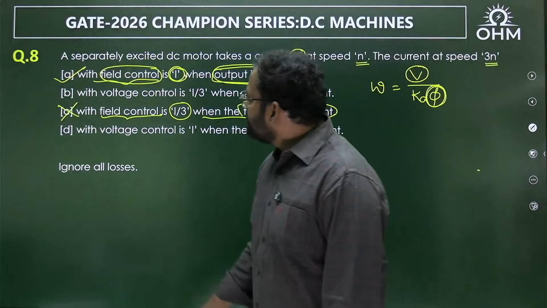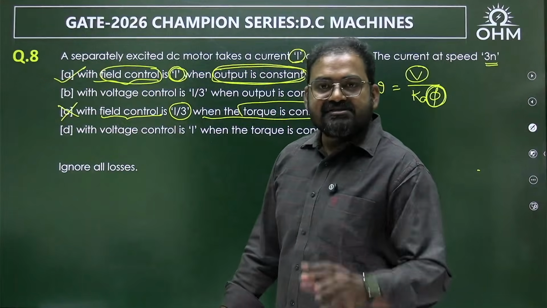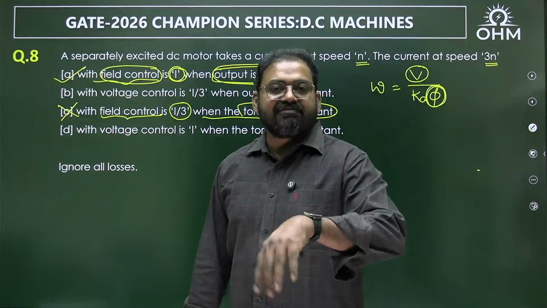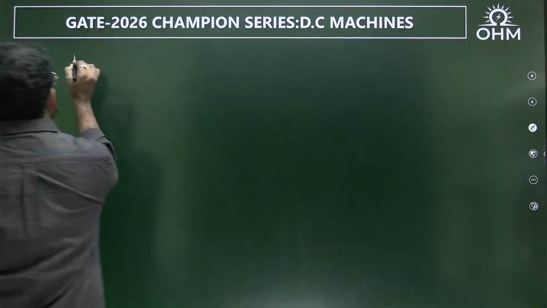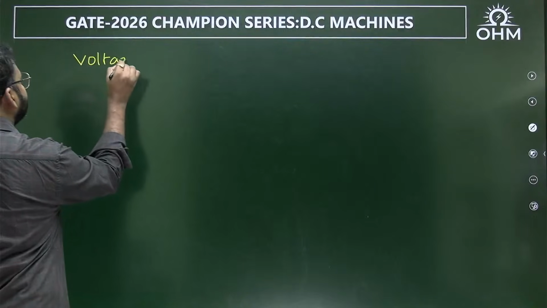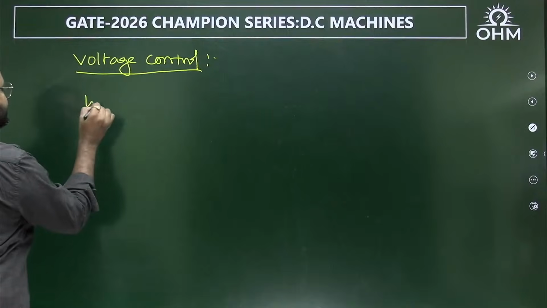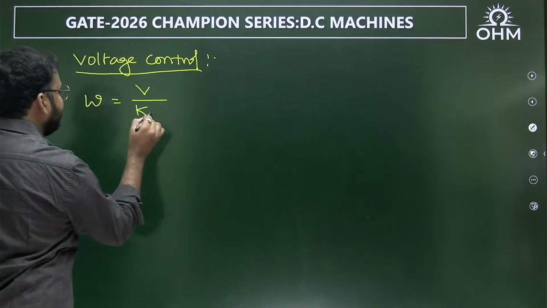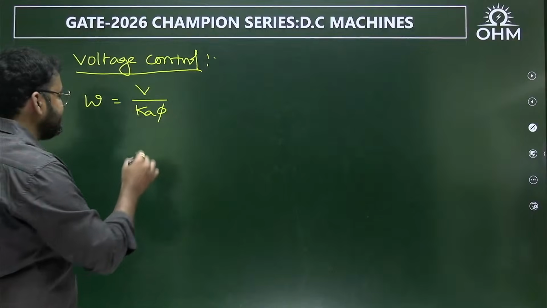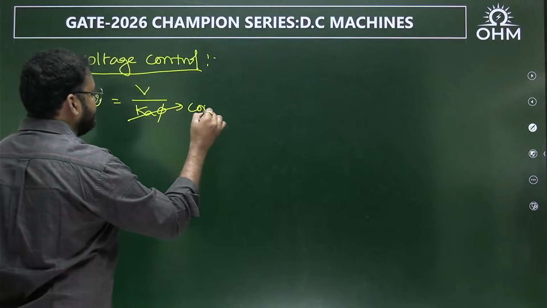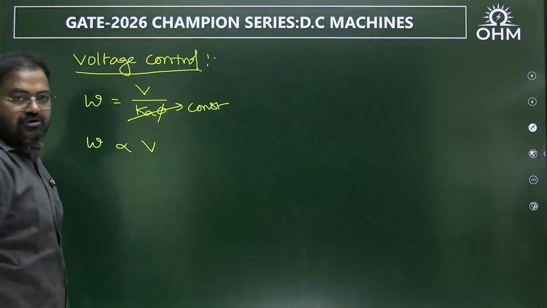What about the remaining two? Remaining two questions are about voltage control. See, when I say voltage is controlled, can I say flux must be a constant value? Yes. So let's see voltage control method. Voltage control. Speed is equal to V by Ka phi. When you try to control the speed using voltage, flux must be constant. If a flux is a constant, the speed is directly proportional to voltage.